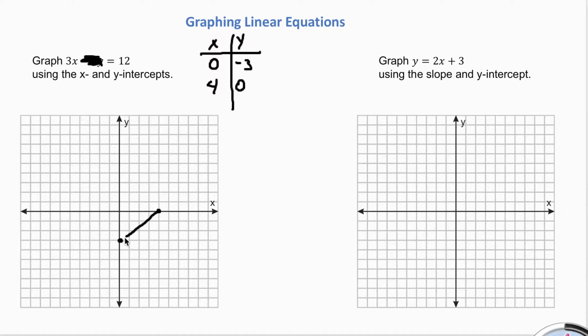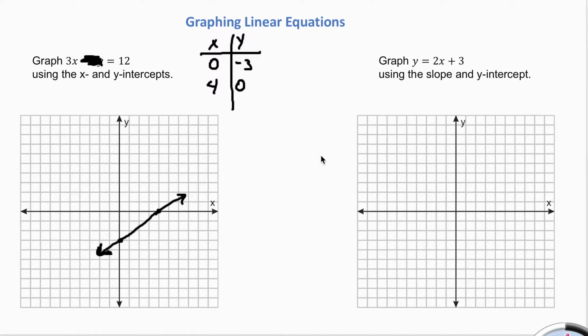And just draw a line through them. Your lines have to have arrows on either end. It means it goes forever. It's a different thing, which you'll talk about in later math classes. We won't, but if you don't have an arrow, that means something specific. So you have to have the arrows on both ends.